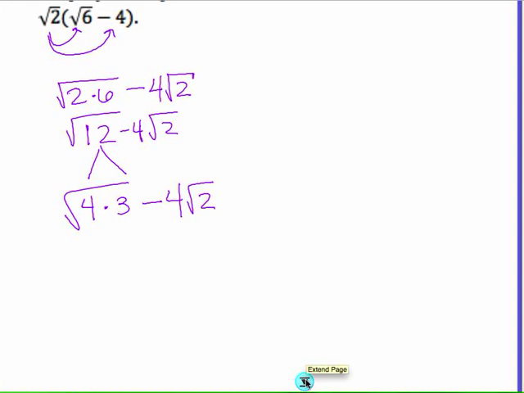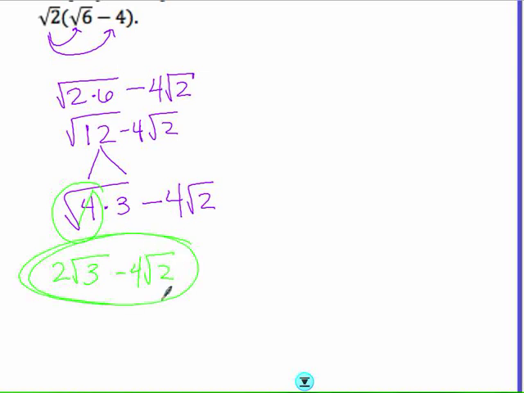If I'm going to take a square root of this, I can take a square root of this 4, right? So that becomes 2. But I still have the square root of 3 left. Here I cannot do anything to this, so that stays exactly the same. That should be my final answer for that one.